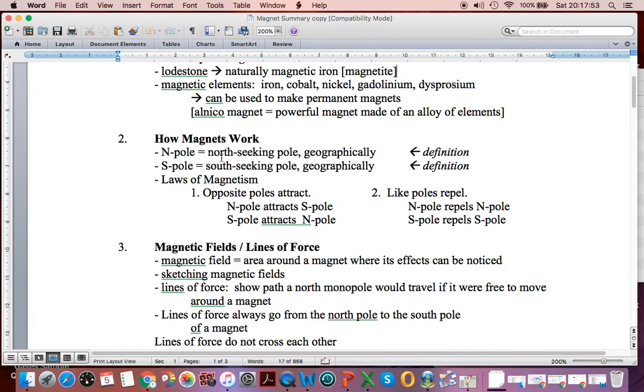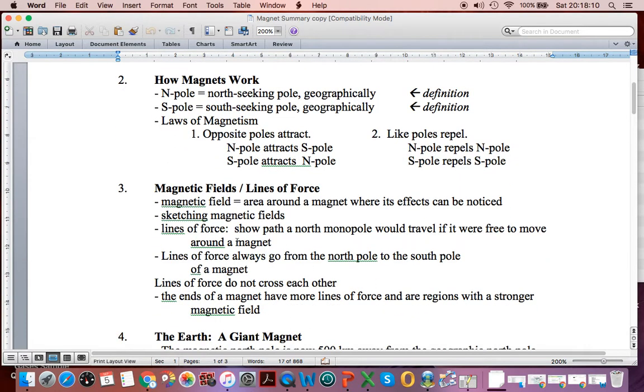We know N pole is a north-seeking pole geographically. That's a definition. And there's another definition for south pole. We know the laws of magnetism, that a north will attract the south, a south will attract the north. And if you bring a north pole near a north pole, it'll push apart, and similar for south pole and south pole.